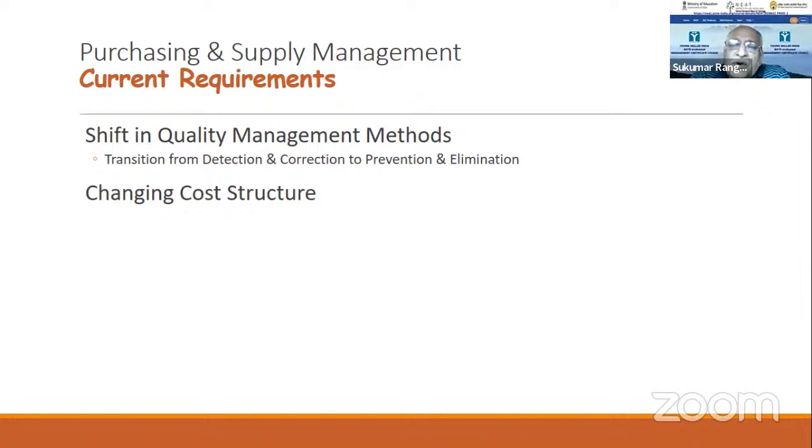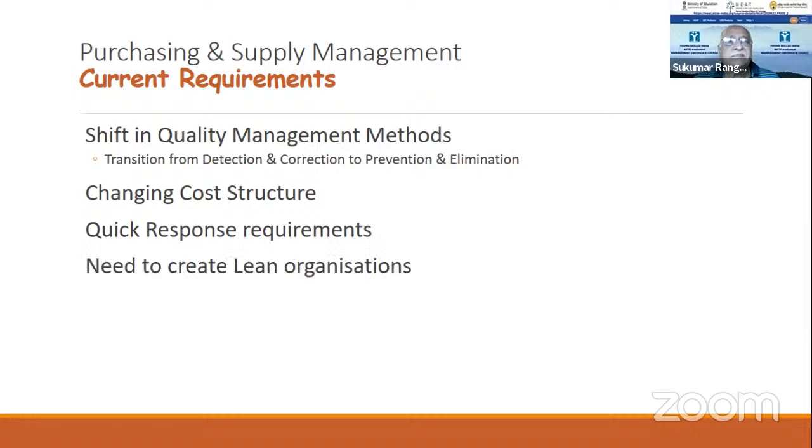But because of competition, because of affordability, because of many other things, keeping a tight control on the cost is very, very important. Quick response is also a requirement. Not only are new models being introduced, the delivery to the market for any product has to be done very fast. It's no longer a waiting period of 3 months, 6 months, which used to happen in some cases. So there is a need to create a lean organization.